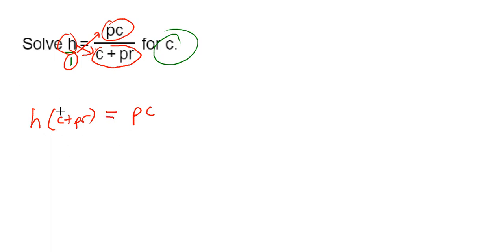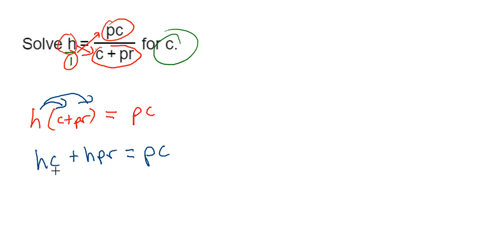Our next obstacle is we're trying to solve for c, which is stuck in the parentheses. So we're going to have to go ahead and distribute the h to get rid of the parentheses here. So we'll have hc plus hpr equals pc. All right. Now that we have our variables all out in the open, we can try to solve for c by getting c on the same side of the equation, right?